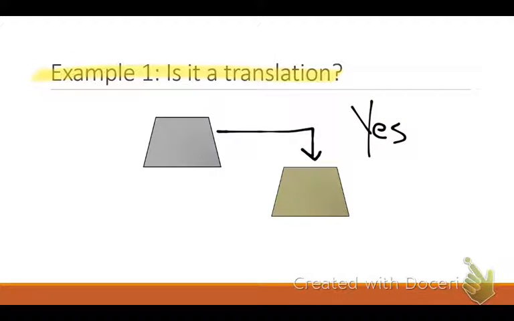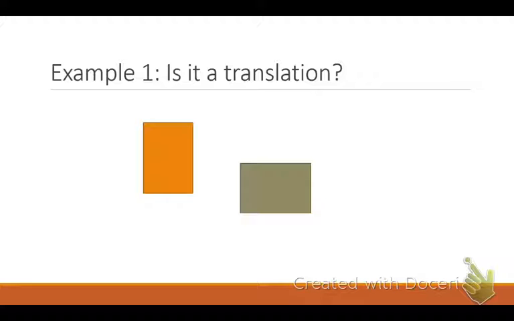Okay? And that's all you have to say is yes or no. So this is 3 questions on your homework tonight. Just yes or no. All right? Go ahead and sketch these figures, and while you're sketching them, I want you to answer the question, is it a translation?